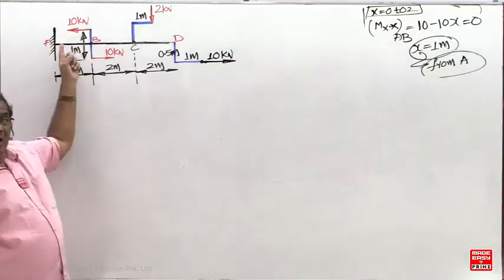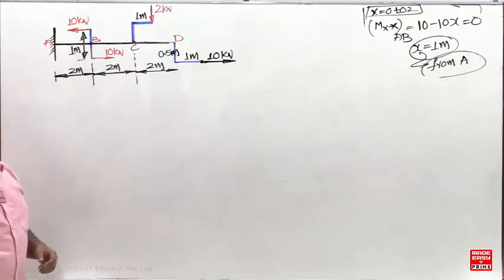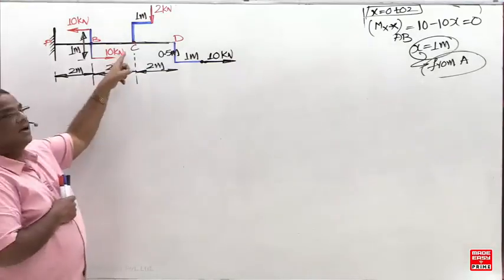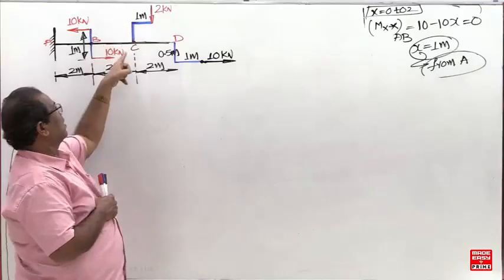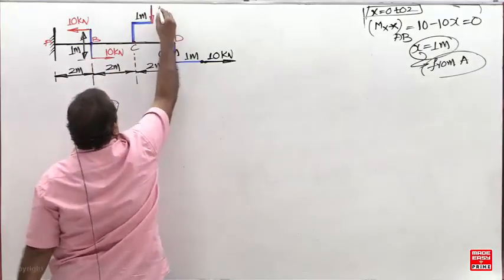So here only a couple will be there. Only a bending couple. What is the direction of this couple? Anti-clockwise. The direction of the couple is going to be anti-clockwise. And here one concentrated point load downward. One concentrated point load is downward. So slightly I am changing this now.